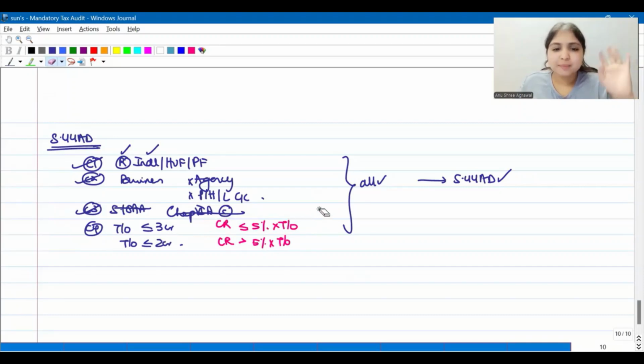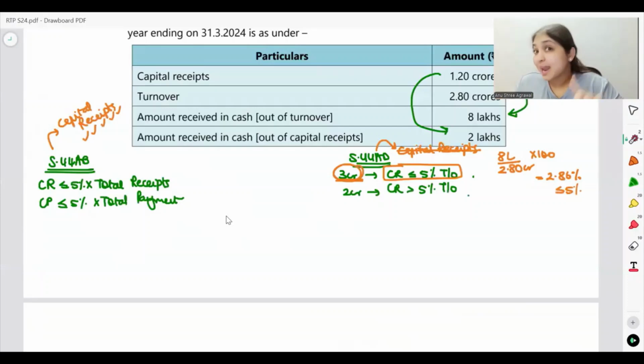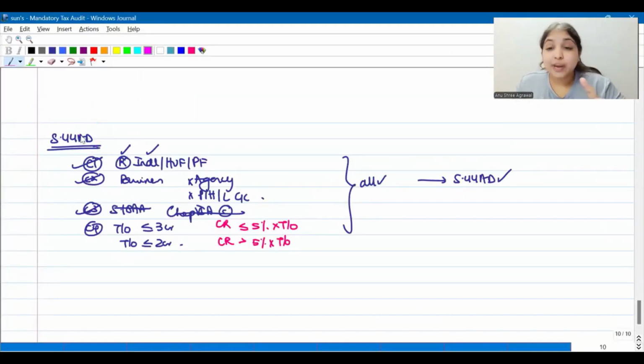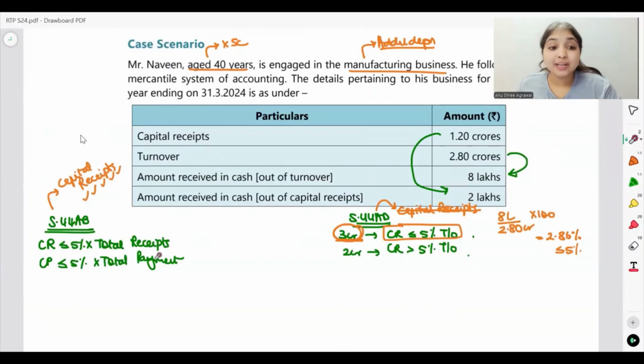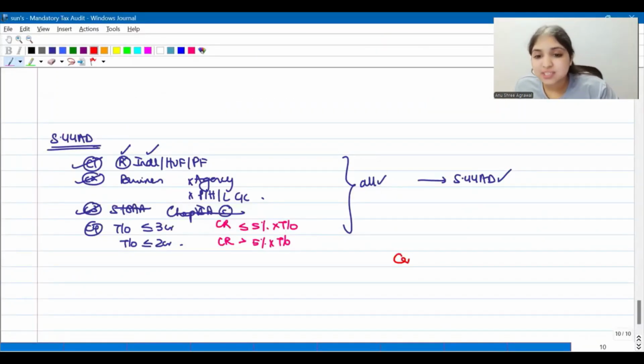I only have to check my fourth condition, guys. So fourth condition, will 3 crore limit apply or will 2 crore limit apply? It depends upon cash receipt. Now, what are the cash receipts of the assessee? Also, you know very well, I'm checking 44AD. I will look at only turnover. I will not look at total receipts. I will not look at capital receipts. I will only look at turnover. You know that. So what are the cash receipts of the assessee in the second MCQ?